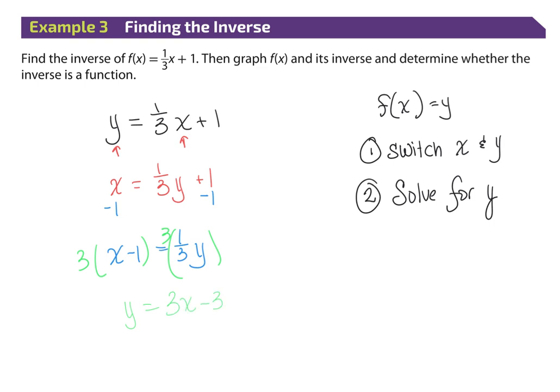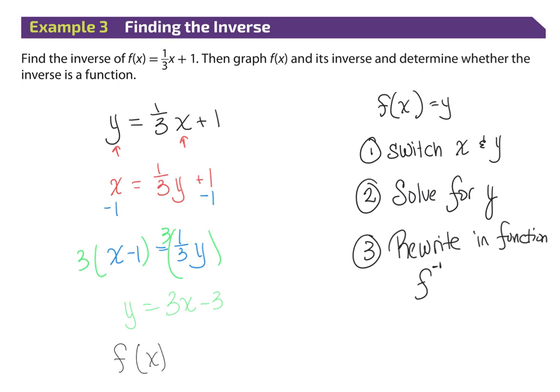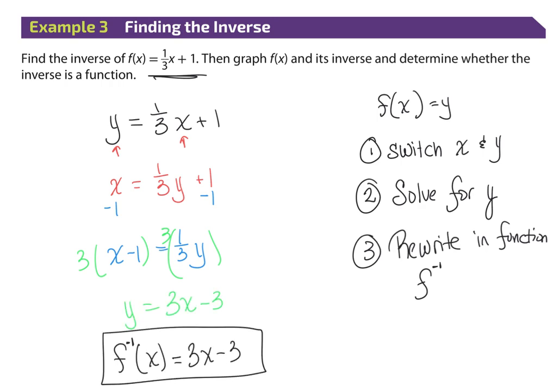My last step is to rewrite that y back into function notation. However, we're going to use an indicator of a -1 on that function to show that we have found the inverse, not the original. So you don't want to write just f of x. That indicates the original function up here. We want to put this little -1 right here. That means I found the inverse of that function. And then that would be my answer for this particular function.